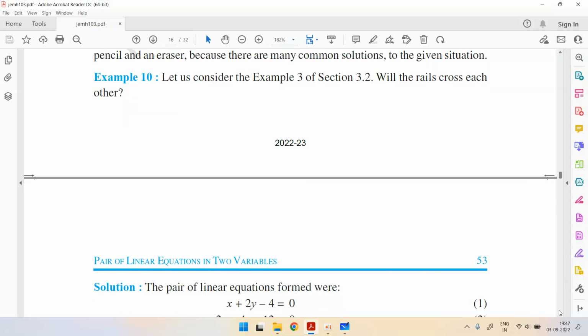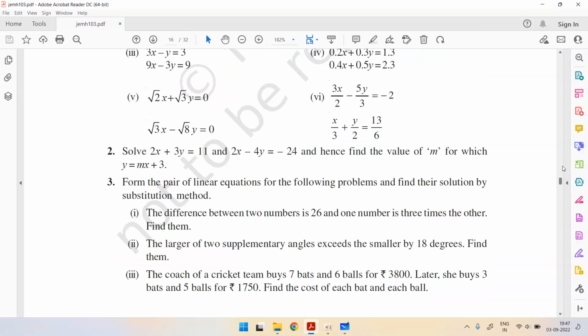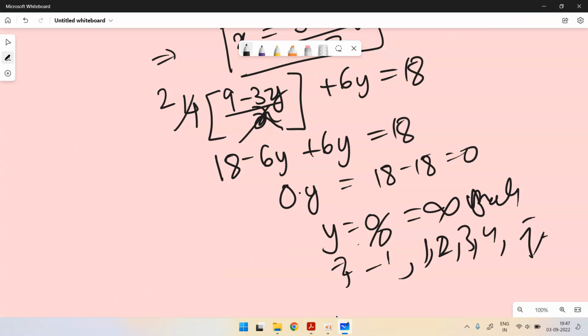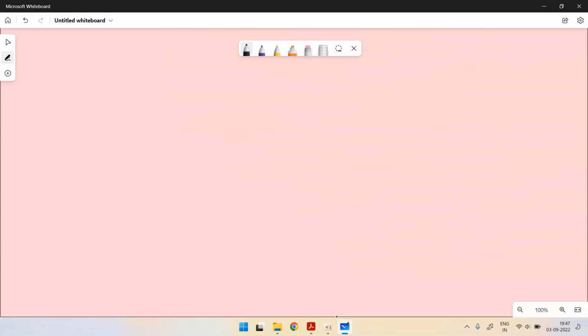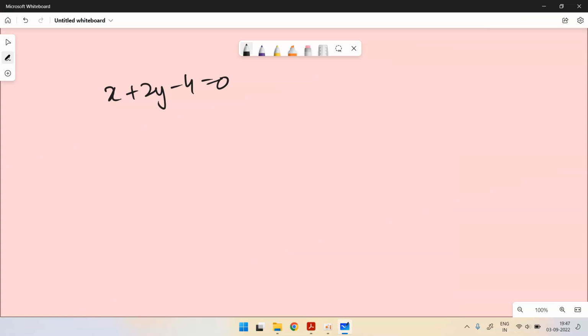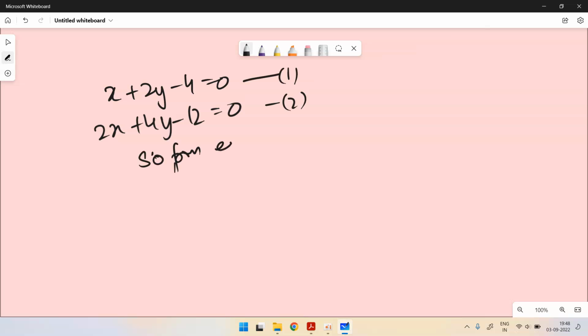Now find the solution of the pair of equations which was given to you. The question was x plus 2y minus 4 equal to 0, and the other one, example number 10, was 2x plus 4y minus 12 equal to 0. Now from equations number 1 and 2, from equation 1, x can be written as 4 minus 2y.